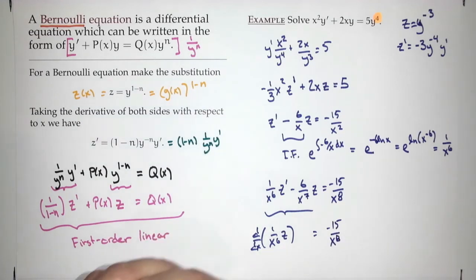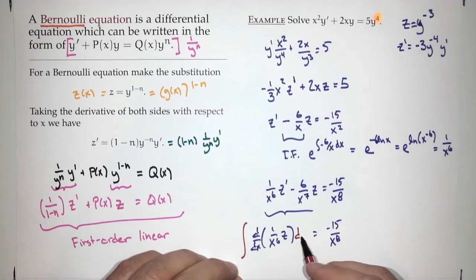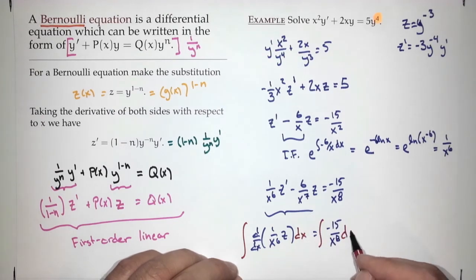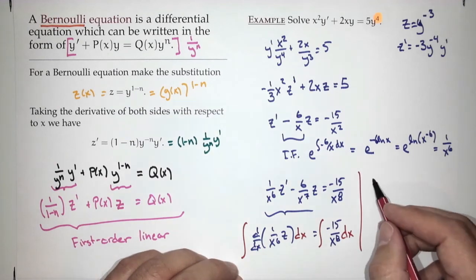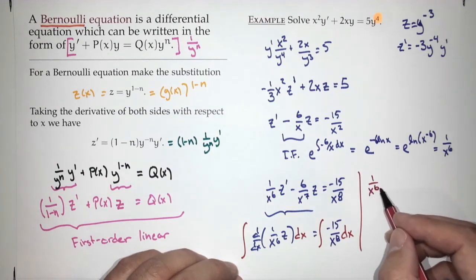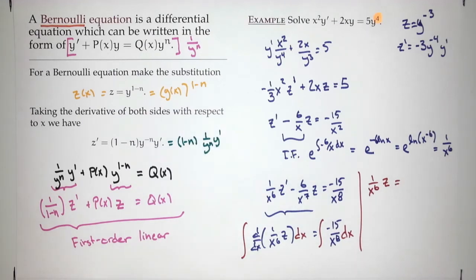What's the next thing for us to do if we're doing our technique? Integrate. So we put a lot of work into saying, hey, that left-hand side looks an awful lot like a derivative. So now our work pays off, because that left-hand side is super easy: 1 over x to the 6th times z. Integral of negative 15 over x to the 8th.